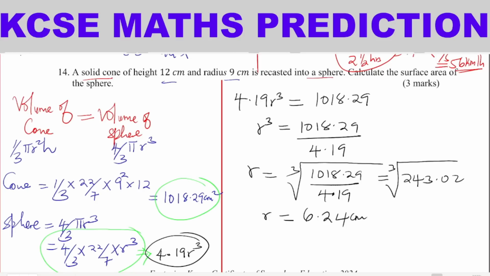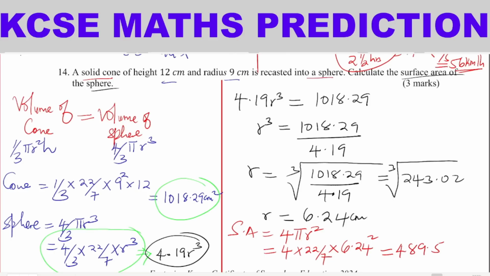Now we need to calculate the surface area of the sphere. So how do you get the surface area of the sphere? Surface area is given by 4 pi r squared. So this will be 4 times 22 over 7 times radius squared, 6.24 squared. And this will give 489.5 centimeters squared.